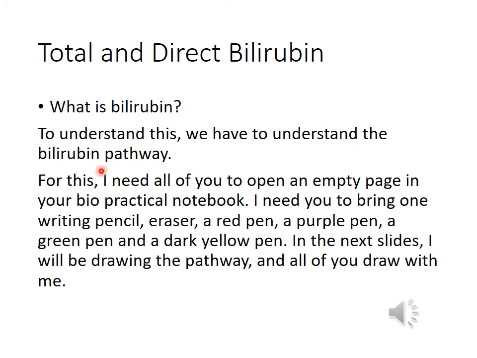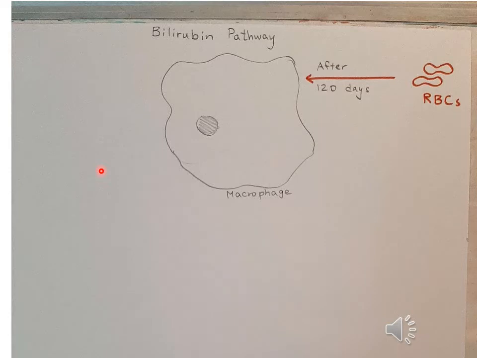Now we come to the last test for today, total and direct bilirubin. Before we do the normal range and the causes of high bilirubin, we have to know what bilirubin is. And to understand what bilirubin is, we have to understand the bilirubin pathway. For this, I need all of you to bring some stationery, which I have written here, and all of you will draw the pathway with me. The only way to understand this bilirubin pathway is if all of you draw with me.